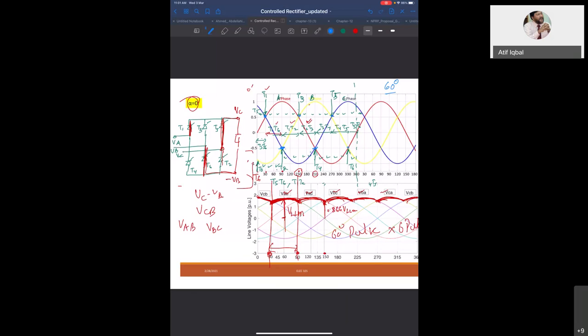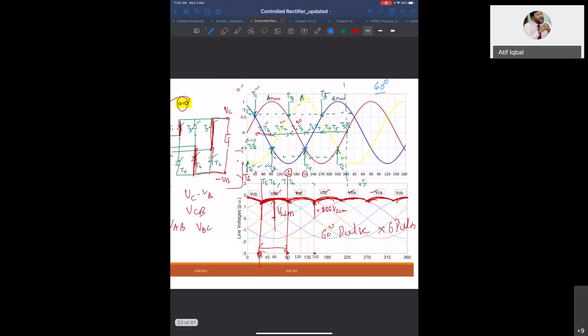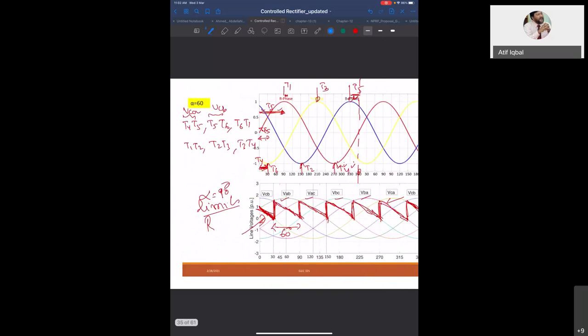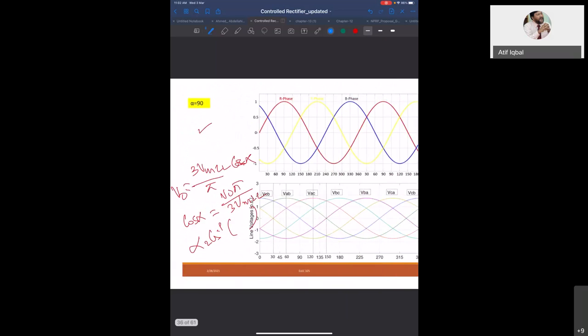And then according to alpha, we mark the conduction region for all six thyristors, or we can say the pairs of thyristors. Accordingly, we see which line voltage is coming across the load, and we plot that line voltage. This we have seen for 0 degree, 30 degree, 60 degree, 90 degree, and so on, 120 degree.